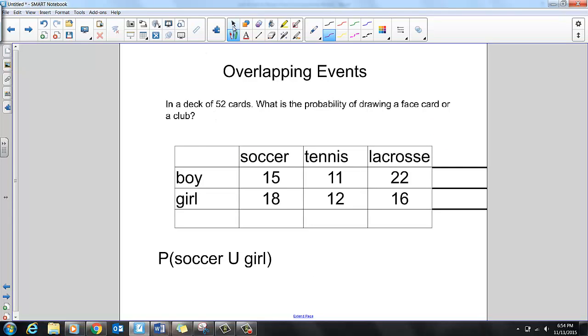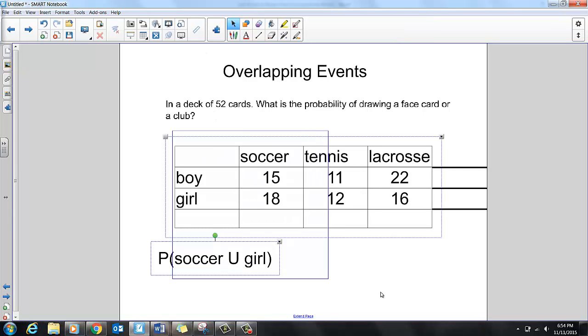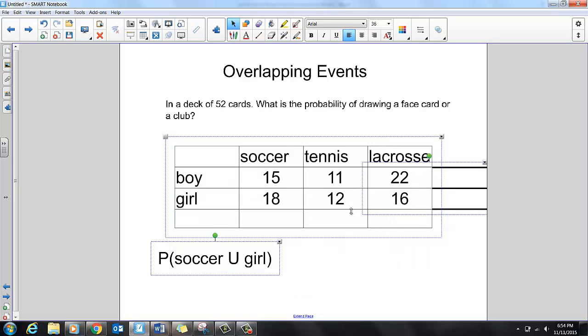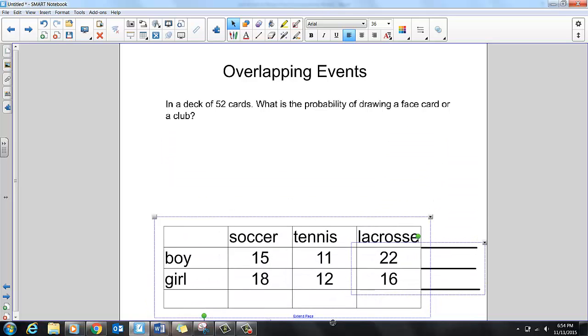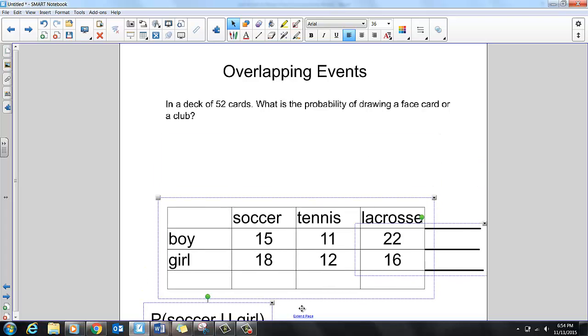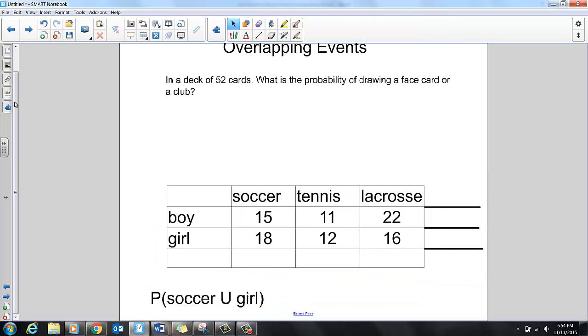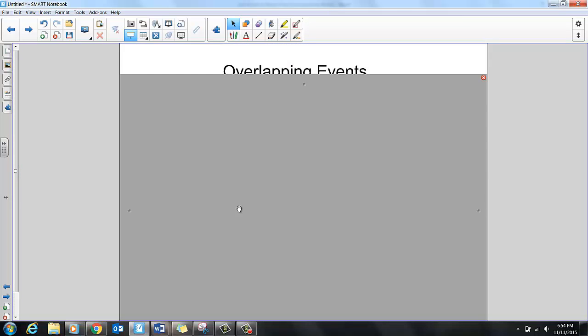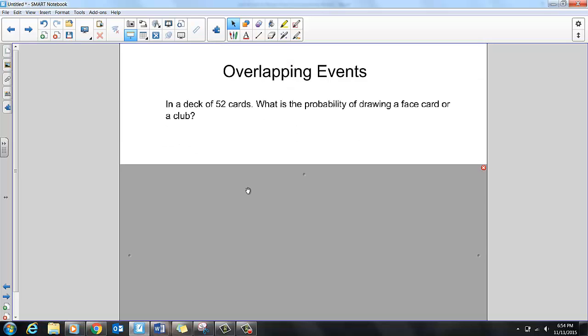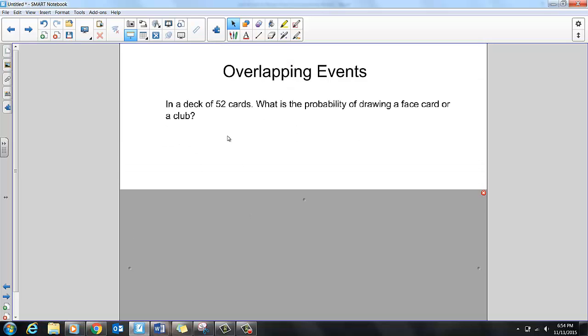All right, this table is in reference to... this first question has nothing to do with this table, so let's move that down so we don't get confused. We'll even cover it up. In a deck of 52 cards, what is the probability of drawing a face card or a club? So I highly recommend that first thing y'all do is write out what it is saying.